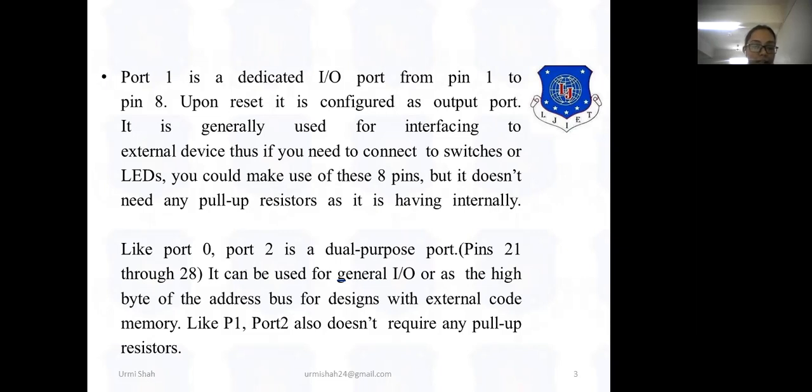Now moving ahead, port 2. Port 2 is also a dual purpose port and it is allocated from pin number 21 to 28. See, remember what we discussed for port 0? Port 0 is allocated from pin number 32 to 39, while port 1 is allocated from pin number 1 to pin number 8. While port 2 is allocated from pin number 21 to 28.